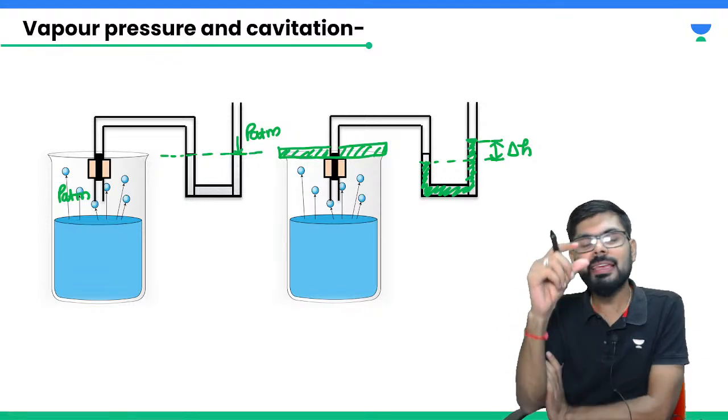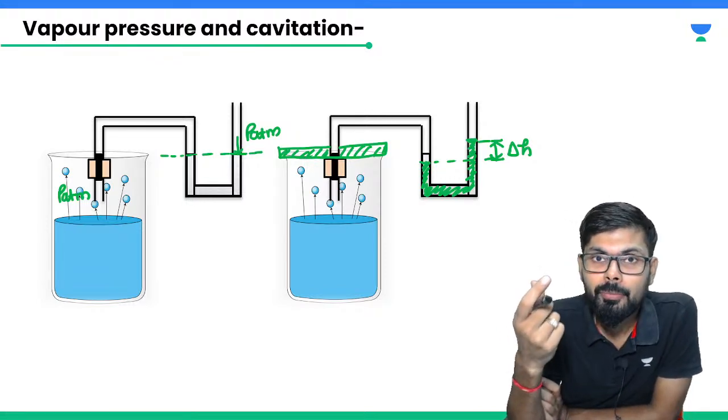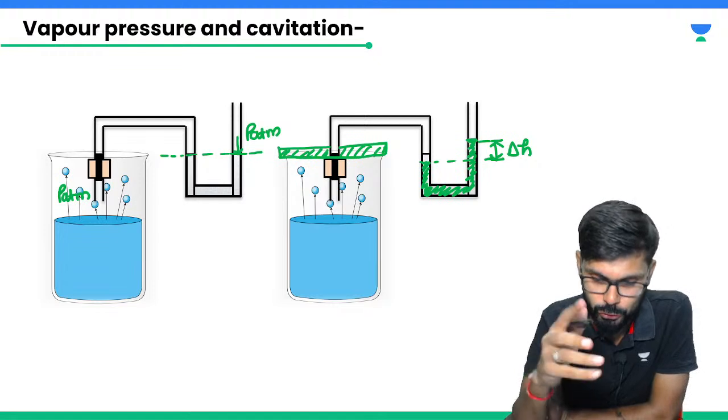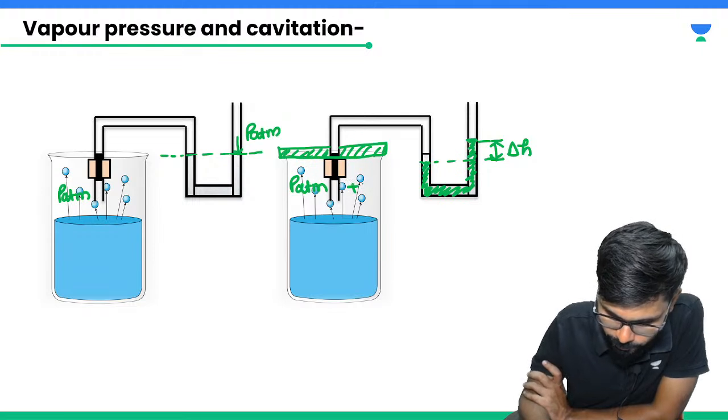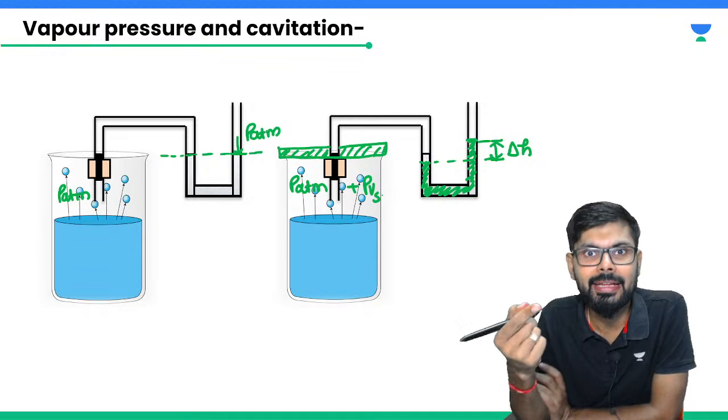Now this unbalance is because of what? Because of this vapor pressure. So here now what is pressure? That is PATM plus vapor pressure. PVS I'm writing because it's saturated air, right?